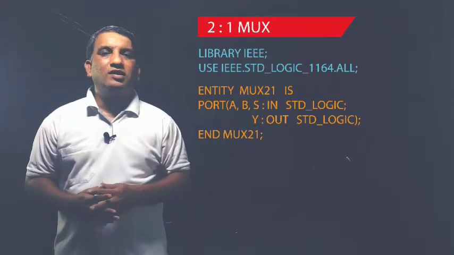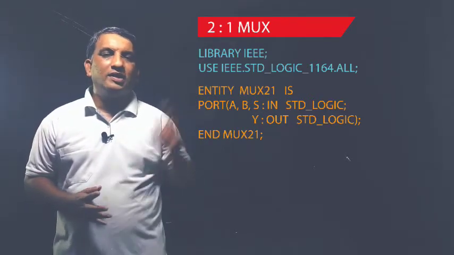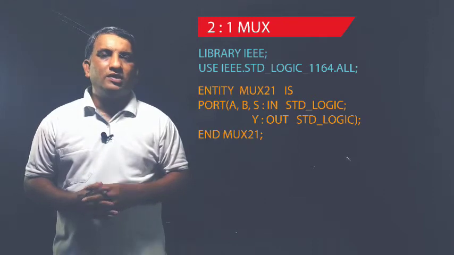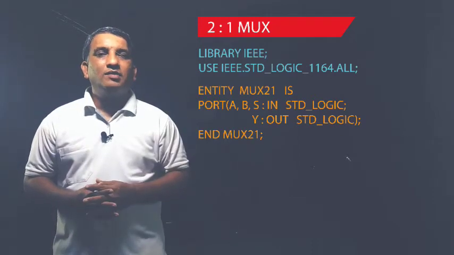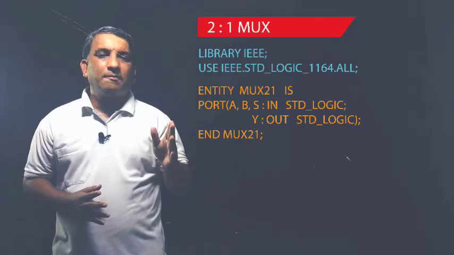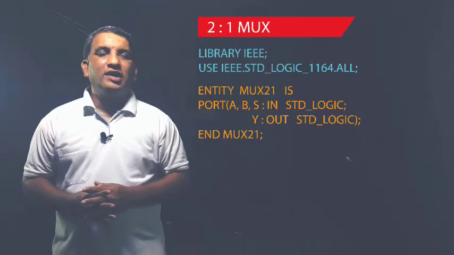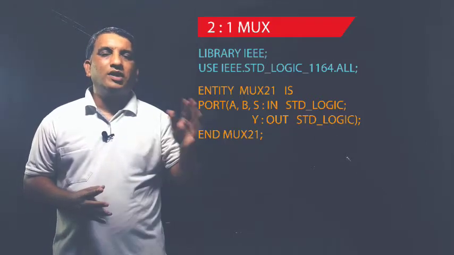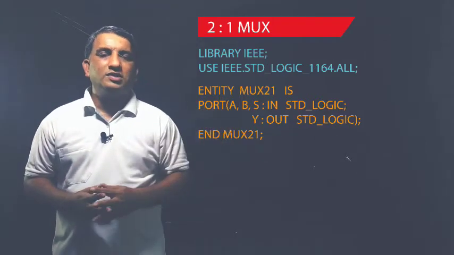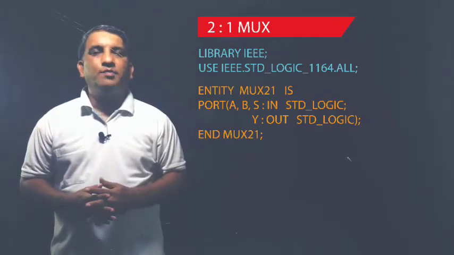So first I will complete the round bracket, then after that I will put the semicolon, and then I will end my entity. So I will write down end, and after that I will give the name of this entity as mux21, and I will put the semicolon. So we have finished with writing the entity.